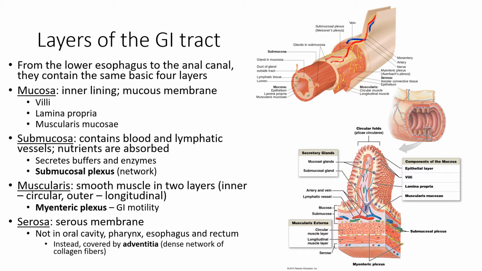There are 4 basic layers that are going to make up the GI tract from the lower esophagus to the anal canal. Starting with the first layer, this is the innermost layer. It is the mucous membrane. This is an extremely important layer because it is going to secrete mucus, which is going to lubricate whatever is moving through. So typically that's going to be food, right? So as food is moving through your digestive system, it needs to stay lubricated. If it is not lubricated, it will not move through your digestive tract.